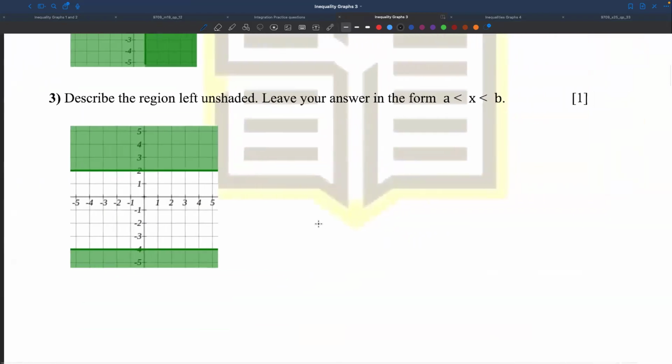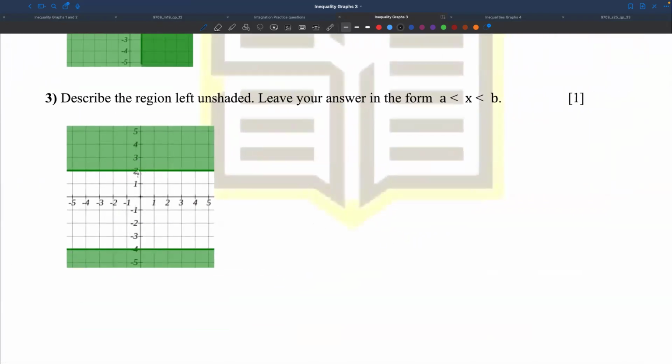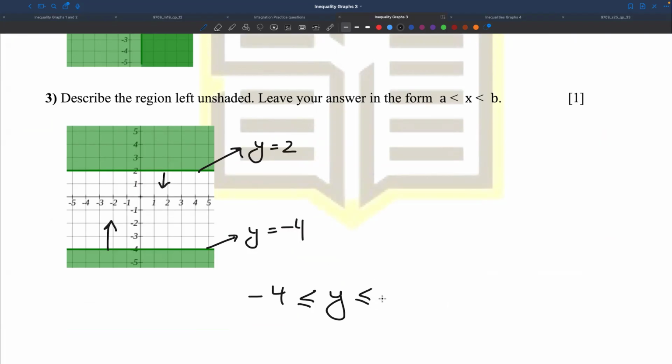Similarly, question number 3, it says this equation would be y equals 2. This equation would be y equals minus 4. So I will give my answer like this. y is greater than or equal to minus 4. It is greater than minus 4 and less than or equal to minus 2. So I can give my answer like this.